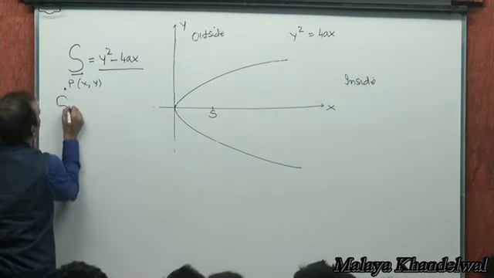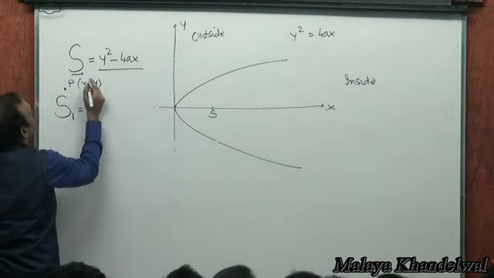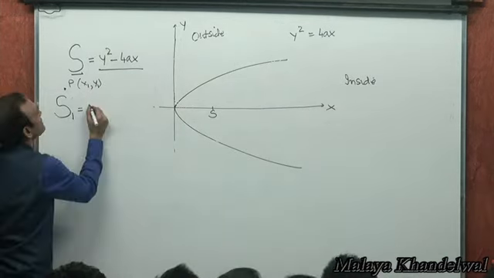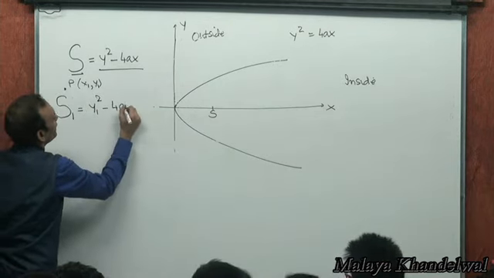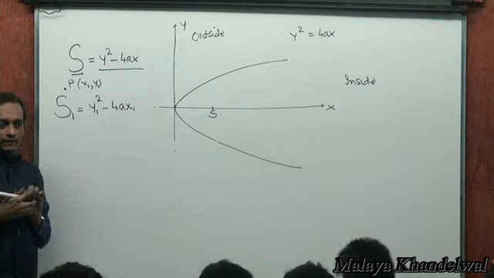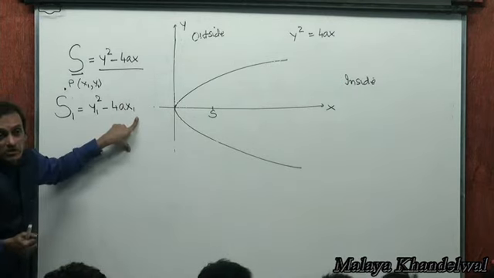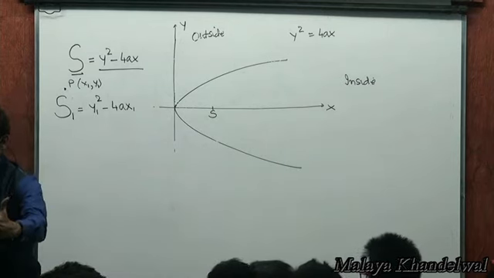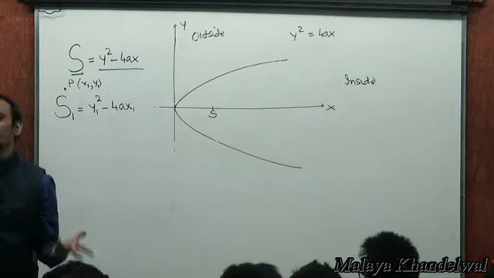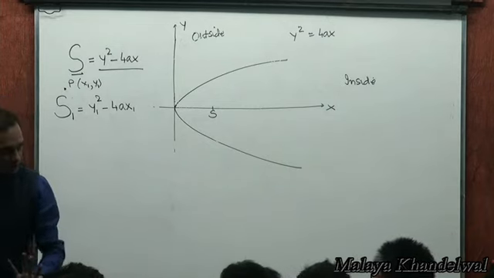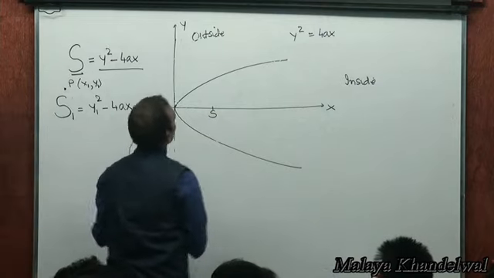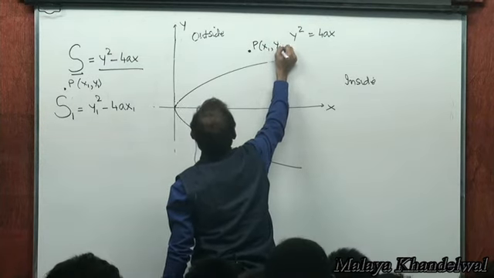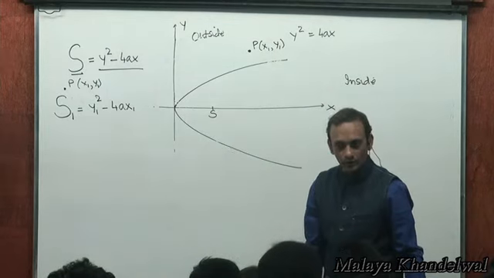We define an expression S1 for any point (x1, y1): the value S1 as y1 squared minus 4a x1. If for a point (x1, y1) this value turns out to be 0, then that point lies on the parabola y squared equal to 4ax. For other points, S1 will either be greater than 0 or less than 0, right? Now, say there is a point P (x1, y1) outside the parabola, right?